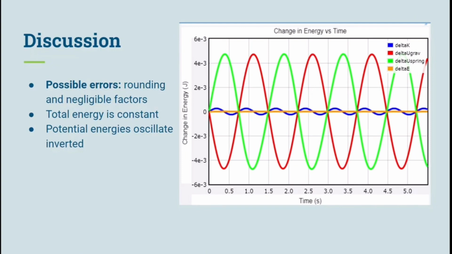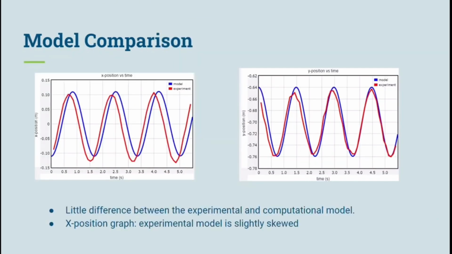From the graph, the system's total energy was 0 and constant, while the other energies oscillated. The spring and gravitational potential energies had amplitudes of approximately plus and minus 4 times 10 to the negative 3 and were inversely related to each other. The kinetic energy's amplitude and period of oscillation was a lot smaller in comparison. In addition, the resulting computational models were very similar to the experimental models from Tracker. A small difference in the x position graph is seen as the experimental model is slightly skewed.